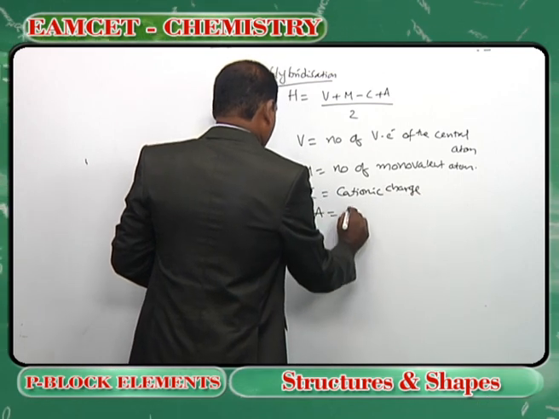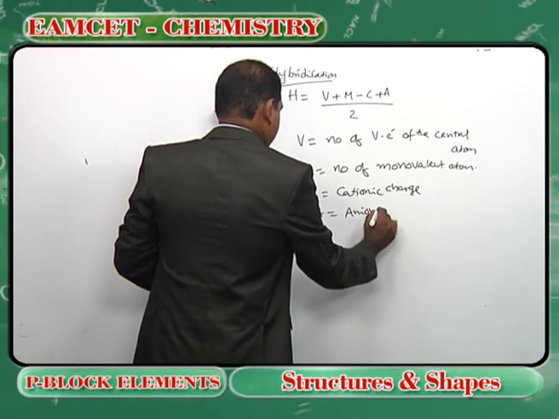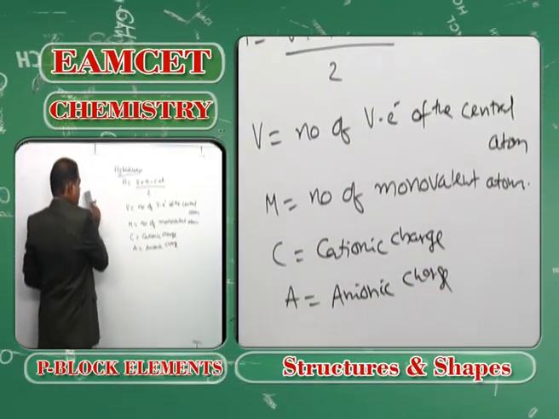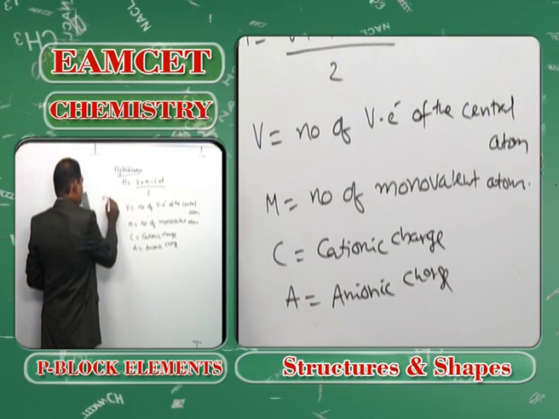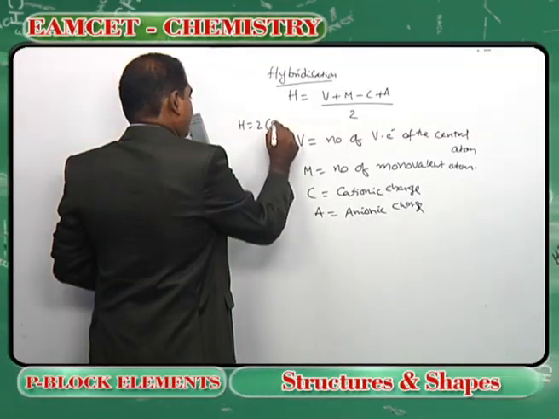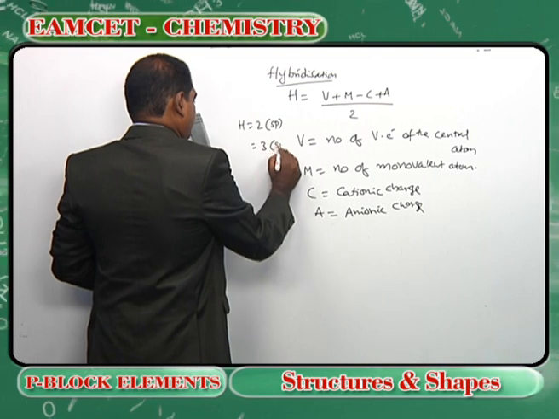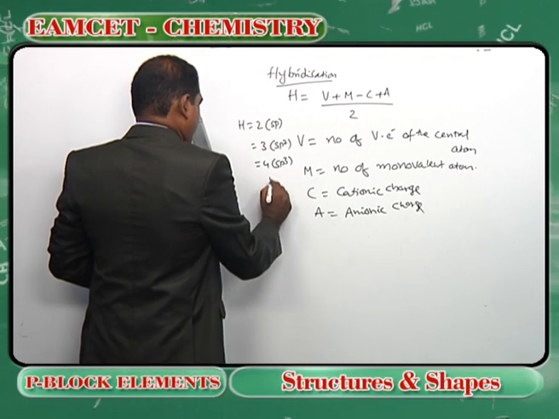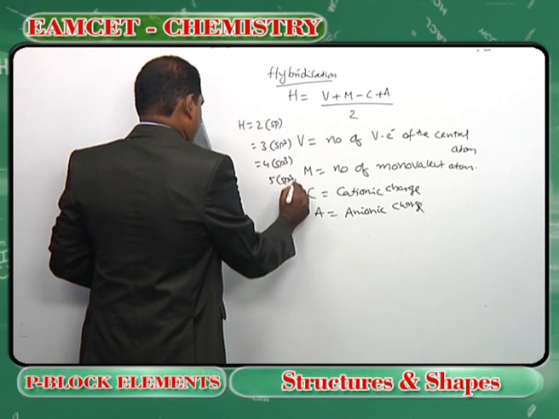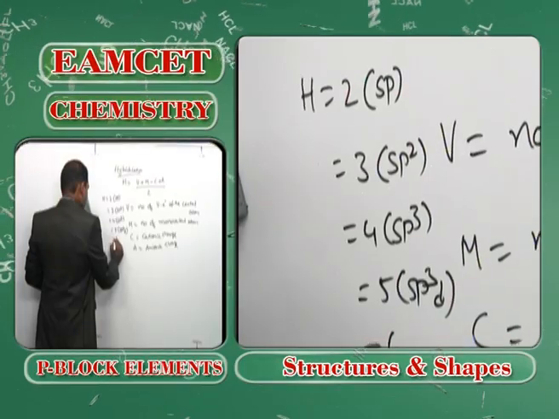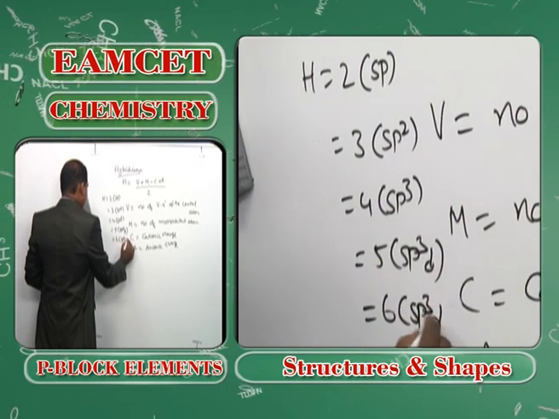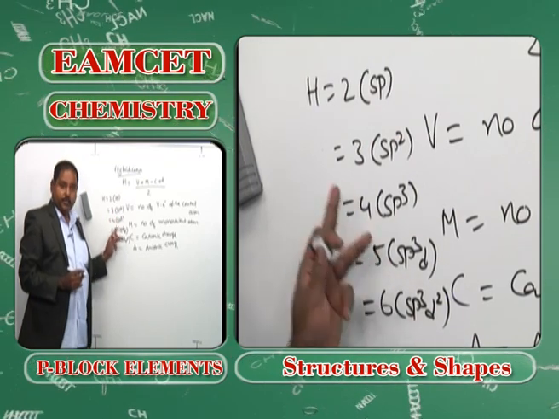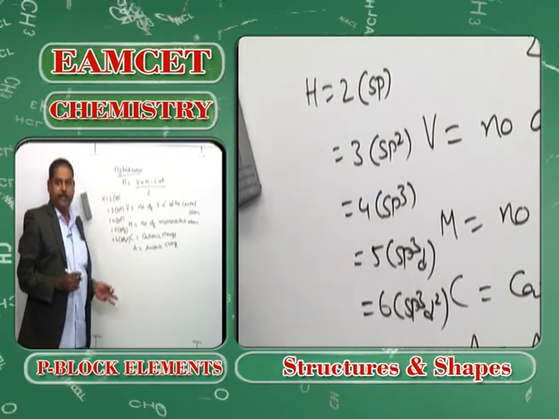A is anionic charge, the charge of the anion. So, after doing all this, if you happen to get H as 2, the hybridization is said to be sp; 3, sp2; 4, sp3; 5, sp3d; 6, sp3d2, like that. It goes on: sp, sp2, sp3, sp3d, sp3d2, sp3d3.